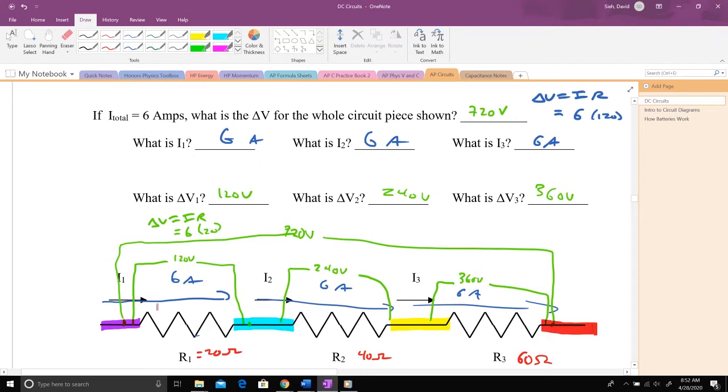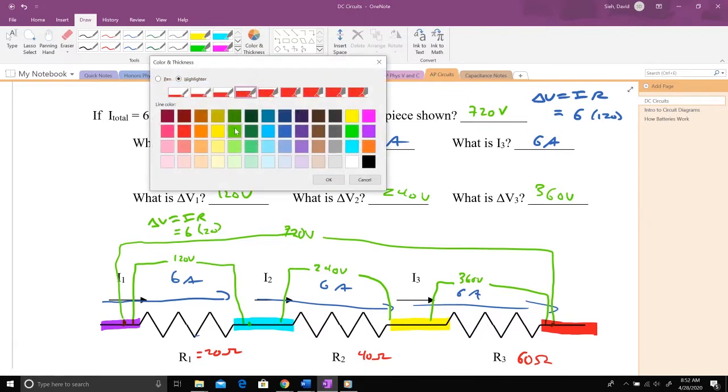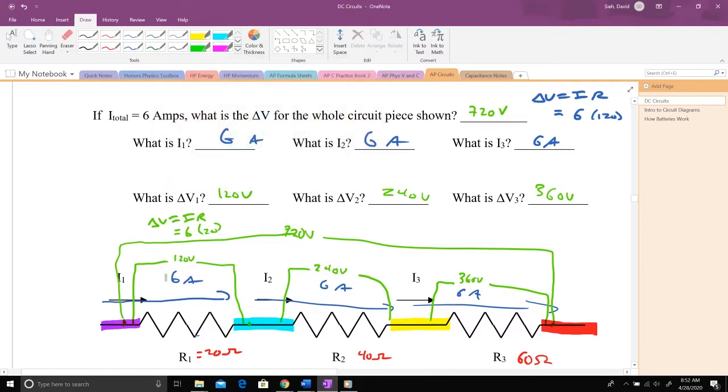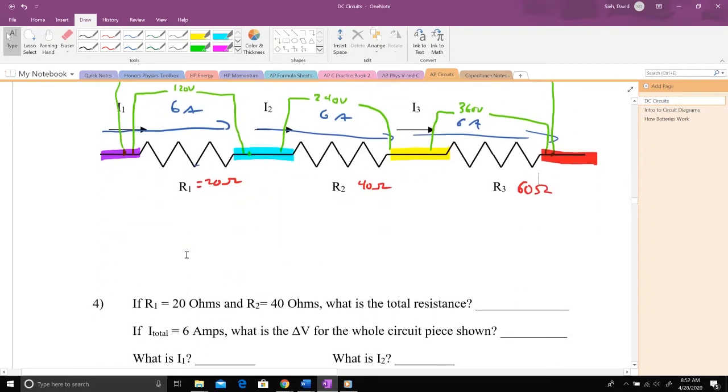And we said going from purple to red is 720 volts. Well, then if I drop down purple to blue and then blue to yellow and then yellow to red, I better end up at red. I better end up having gone down 720. And if we add up 120 plus 240, that's 360, plus 360 is 720 volts. That matches what we had before. Okay, so it does make sense. And so that's looking at just analyzing some resistors in series.